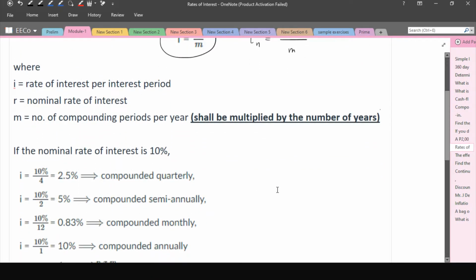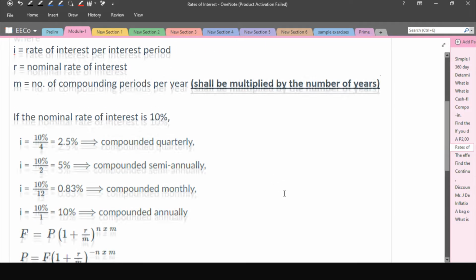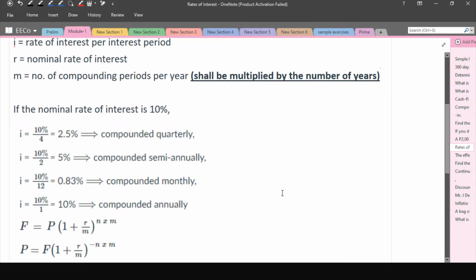Now, if the nominal rate of interest is 10%, okay, meron dyan sinasabi, the nominal rate of interest is 10%. Pag sinabing compounded quarterly, semi-annually, monthly, and compounded annually, the resulting will be 2.5%. That is the nominal rate of 10% that is compounded quarterly. Okay? Yan yung nominal. Ang nominal dyan is the amount that is compounding dun sa rate na yun. Okay? Mamaya, sabihin ko sa inyo yung mas madaling paraan.